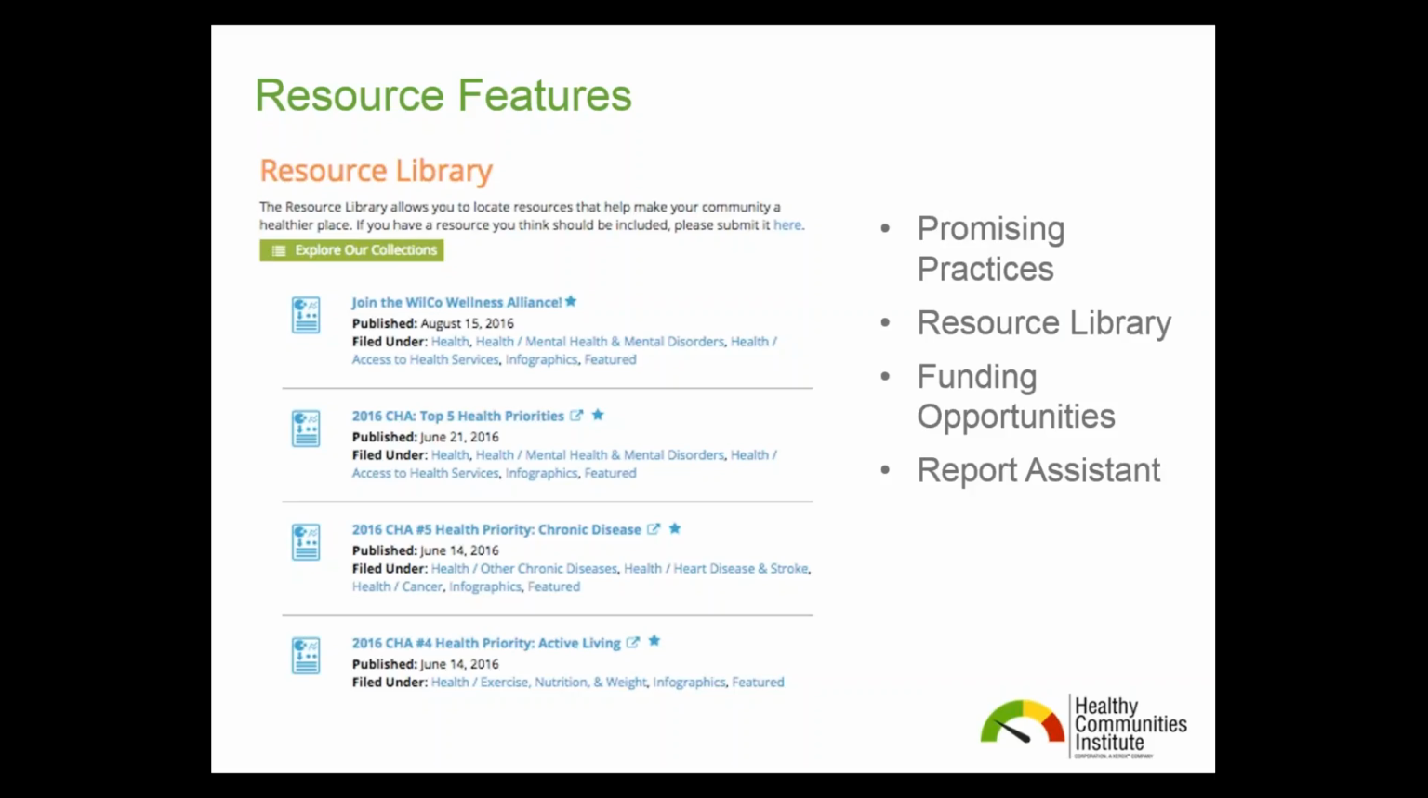In our resource library, you can find a central repository for local resources, including reports, community health assessments, community profiles, and other local content. We also have funding opportunities, which is an HCI-maintained collection of national grants and funding opportunities, and the Report Assistant tool, in which you can quickly create content summary reports that can be exported and shared with others. These reports can be emailed or saved as a PDF.